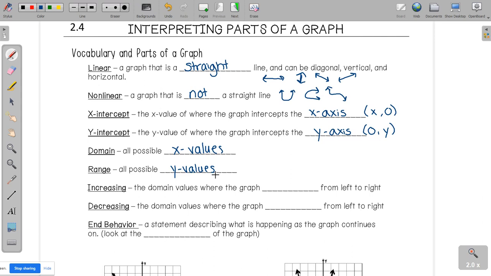Increasing is the domain values where the graph increases from left to right. And decreasing is the domain values where the graph decreases from left to right. So we're looking at the x from left to right, how the graph is either increasing or decreasing. And end behavior is a statement describing what is happening as the graph continues on. So we're looking at the arrows.